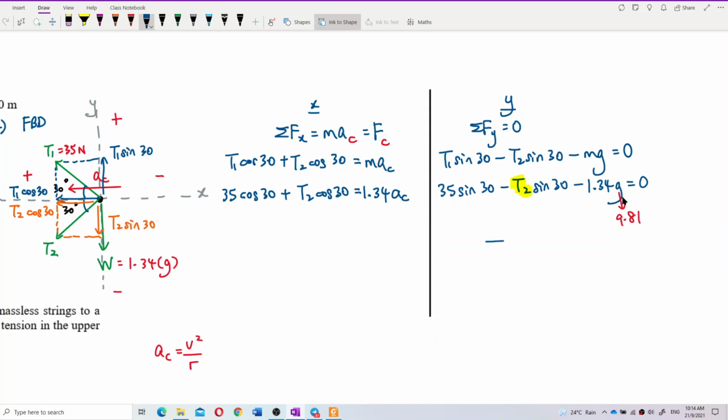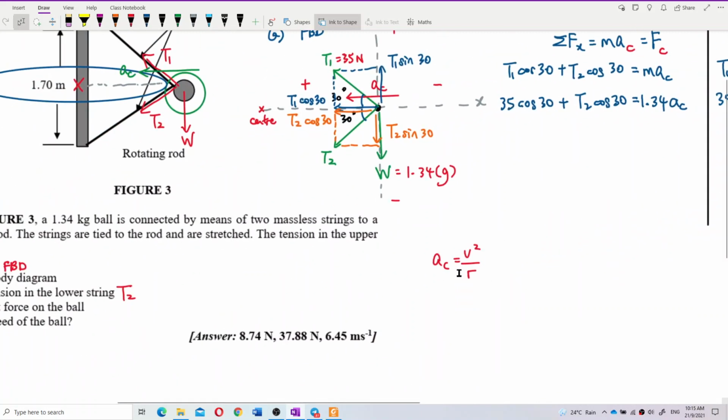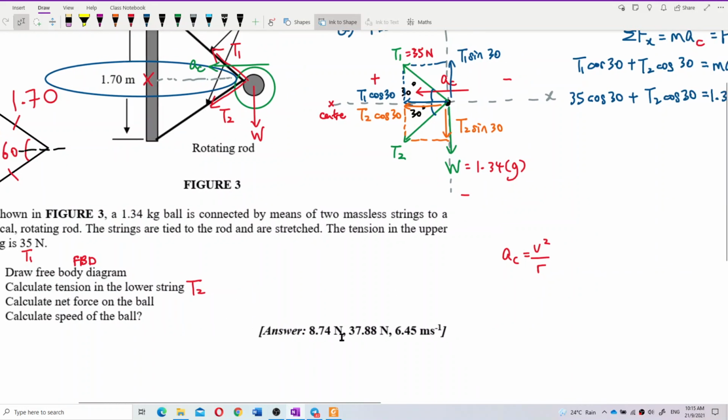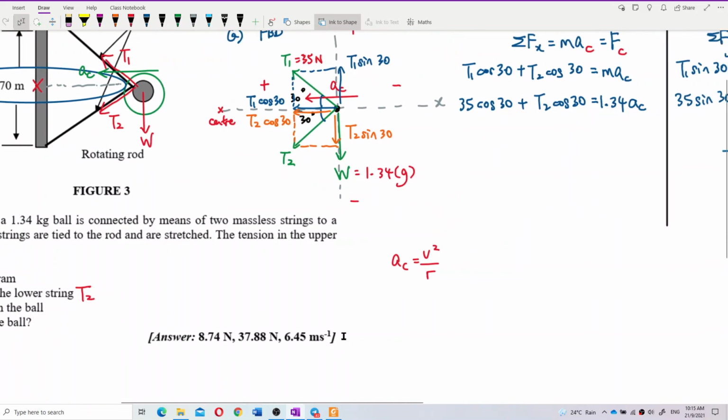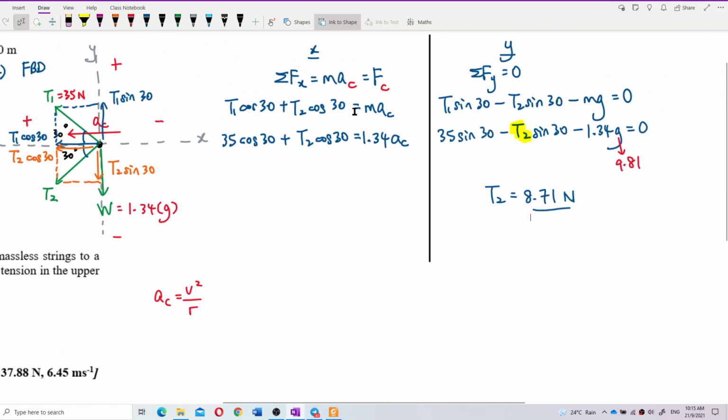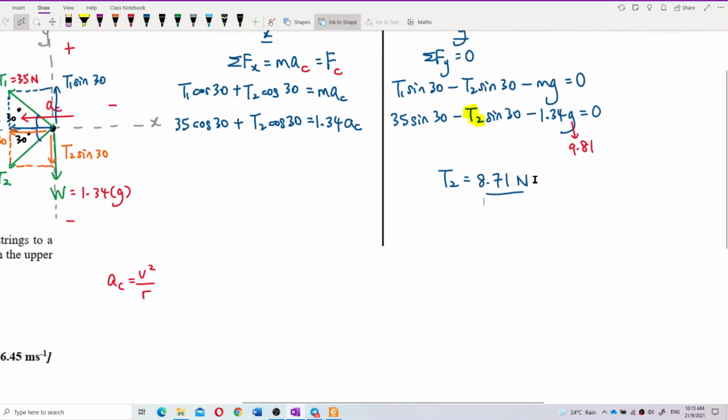Let's calculate the T2 now. Okay, so we got the answer. The T2 is actually 8.71 Newton. Is it correct? What's the T2? Yes, 8.74 Newton, it's almost the same. So it's correct. Our T2 is correct. I got 8.71. All right, that's the T2.